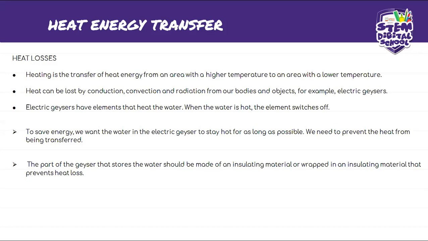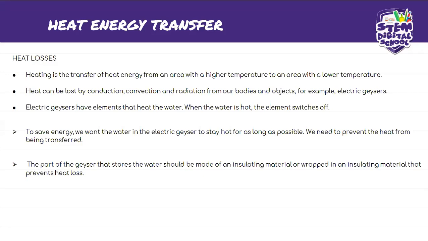All right. Now, when we are talking of heat losses, we're saying heat is the transfer of heat energy from an area where the temperature is high to an area where the temperature is low. So, for example, if you have a metal, let me say you have got a spoon and then you are drinking tea. Sometimes where your spoon is will be warm.